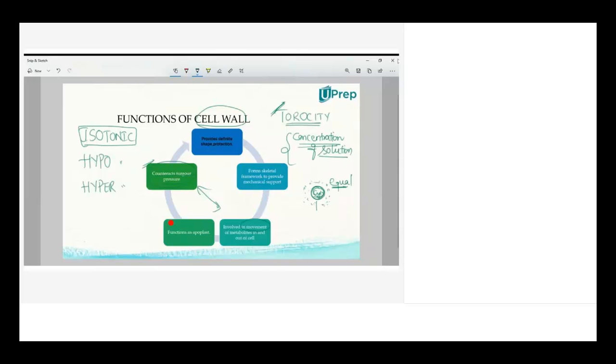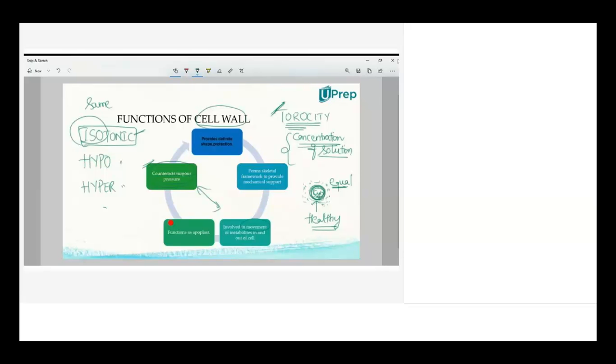Such condition we call as hypo. Hypo stands for what? Low, isn't it? So if the outside surrounding environment of a plant cell is having low concentration, hypotonic solution, then the cell shrinkage happens. The cell gets shrunk because all the contents of cytoplasm and other cell organelles will try to move out from high concentration towards the low concentration. The exact opposite happens when it is hyper. Hyper means what? More amount of concentration outside the cell.